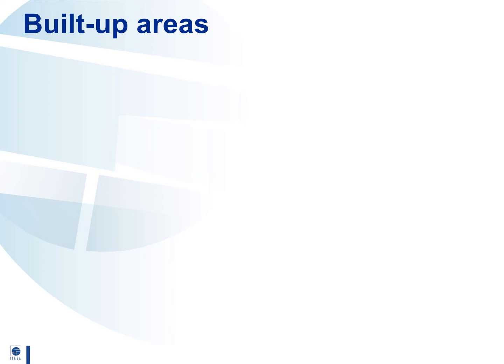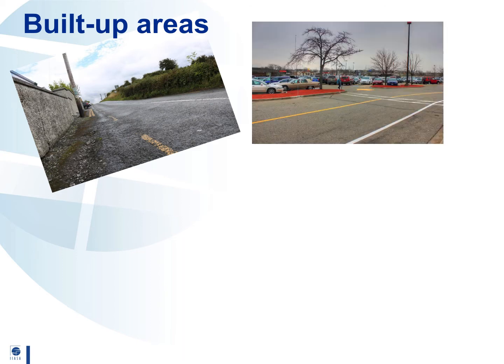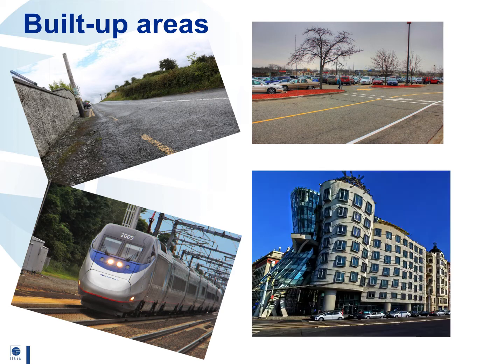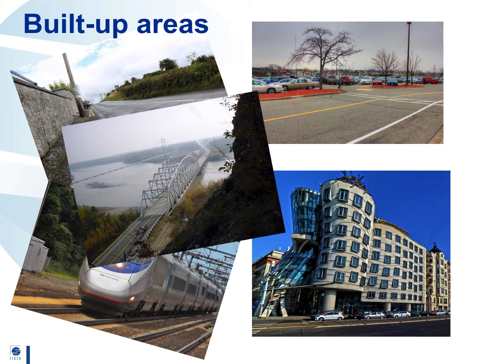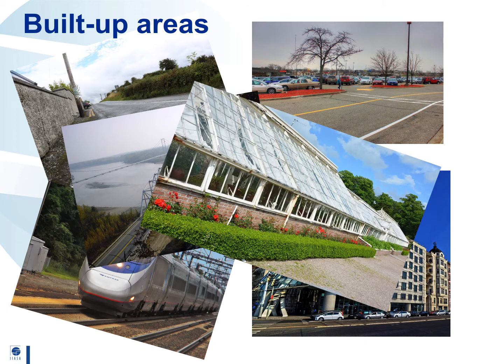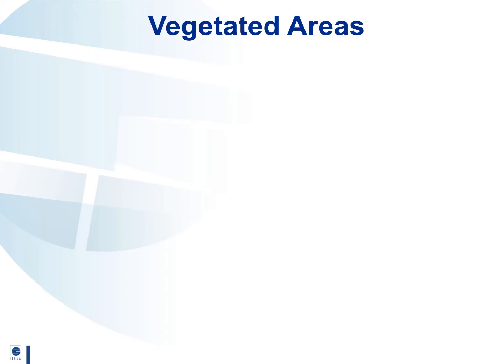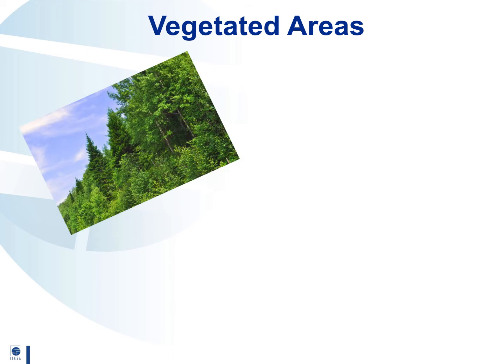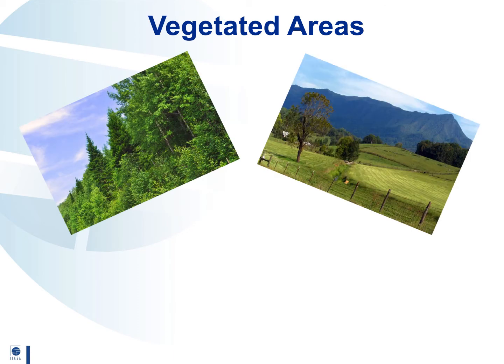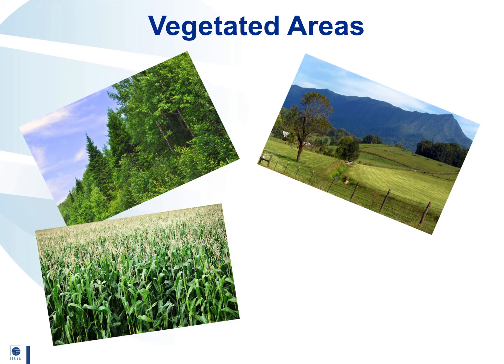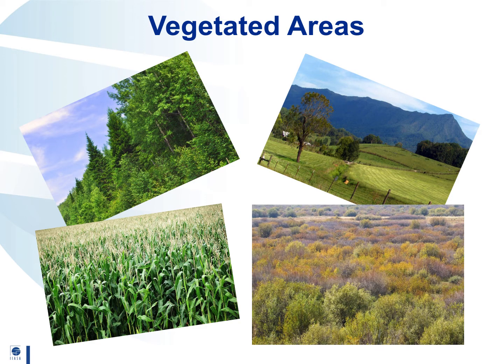If you chose built-up areas, then the options to choose from will be road or street, parking lot, railway or runway, buildings, bridge or pipelines, or greenhouse. If you chose vegetated areas, then the options are mostly trees, mostly grass or pastures, cropland, including vineyards, or mostly shrubs or bushes.